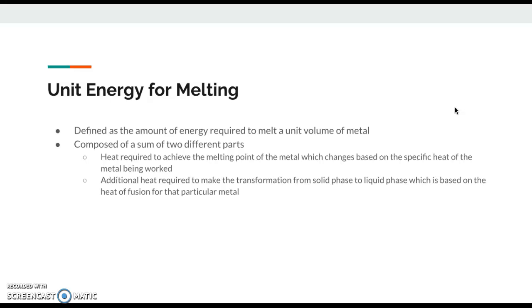It is composed of these two different parts. The heat that is required to achieve the melting point, which again is going to change based on which kind of metal you're working with. And then your additional heat that is required to make that transformation from the solid phase to the liquid phase, because you can't just heat it to that point and then stop. You're going to keep heating so that it can retain enough heat to remain at this liquid phase, so that these metals will have time to intermingle and coalesce and then cool together.